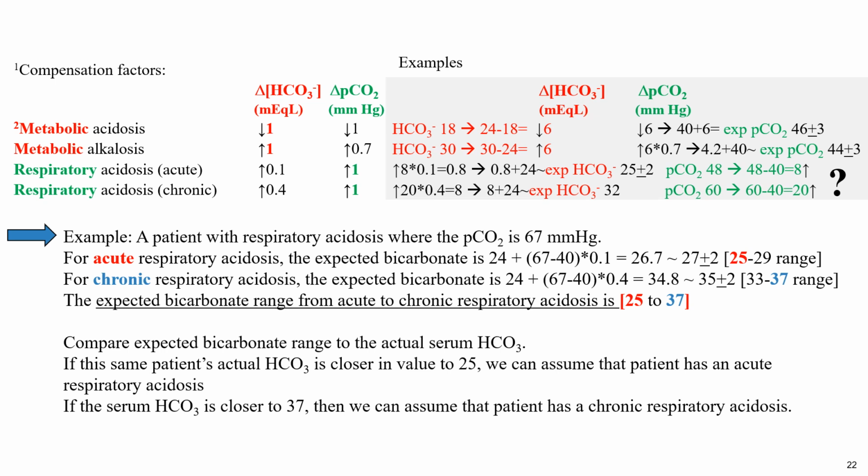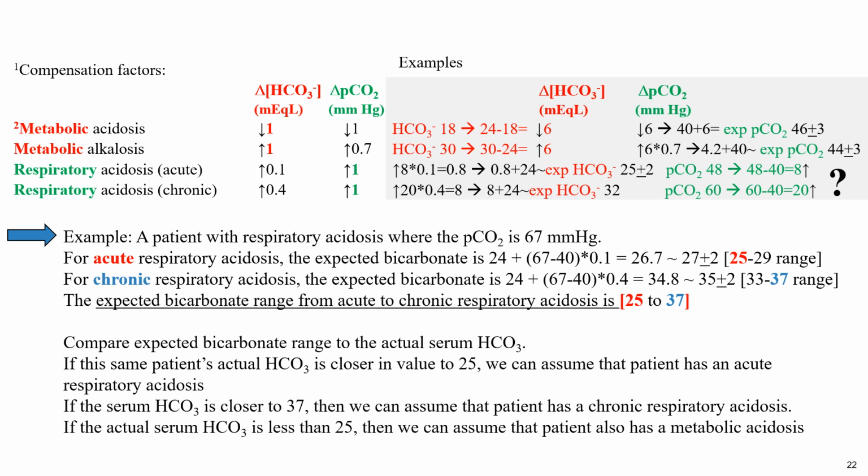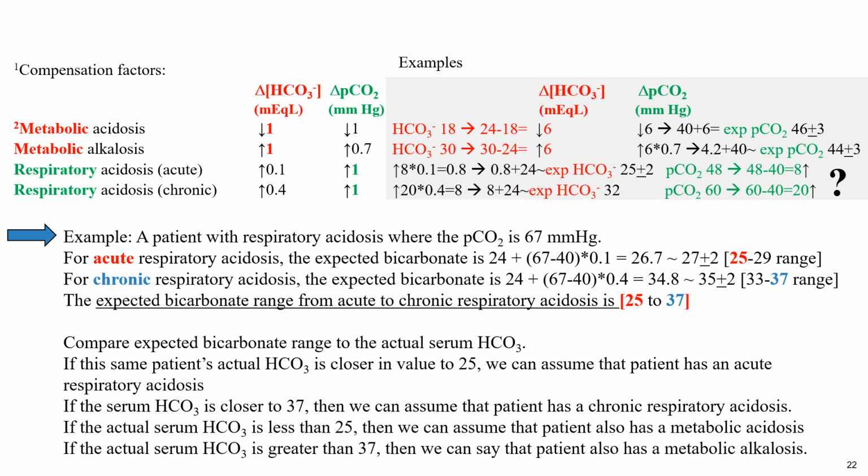For example, if the actual serum bicarbonate is less than 25, then we can assume that the patient also has a metabolic acidosis. And if the actual serum bicarbonate is greater than 37, then we can say that the patient also has a metabolic alkalosis.